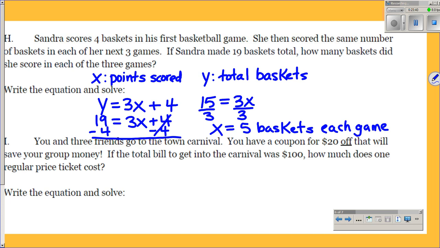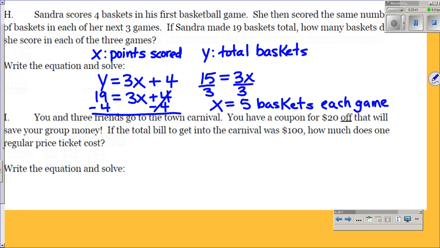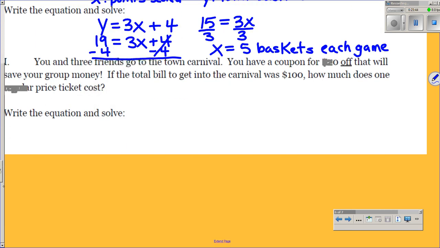Okay, in the last example, letter I, it says you and 3 friends go to the town carnival. You have a coupon for $20 off that will save your group money. If the total bill to get into the carnival was $100, how much does one regular price ticket cost? Write the equation and solve.